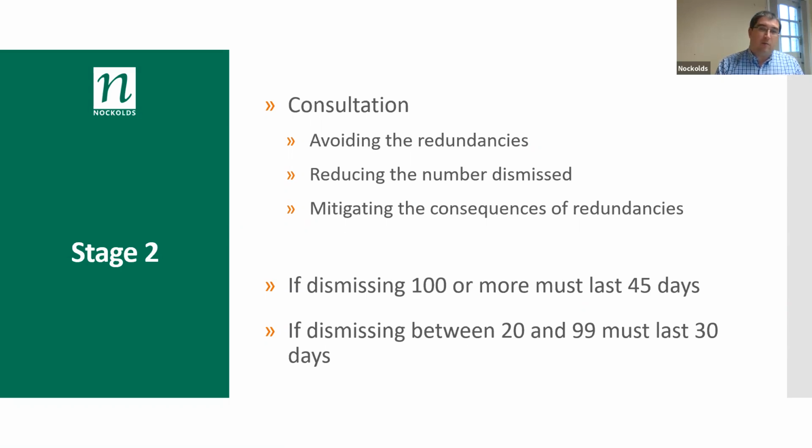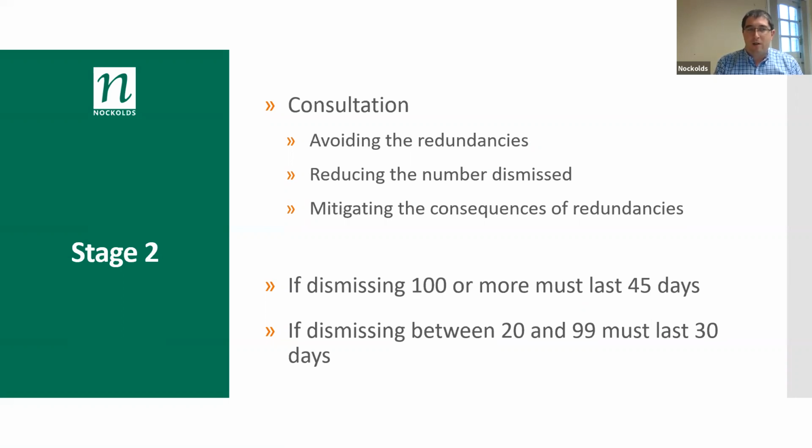And that will involve a series of meetings with the representatives then going and speaking with the employees they represent. And again, it's looking at avoiding compulsory redundancies. It's looking at ways to try and reduce the number of redundancies if possible, and then to mitigate the consequences of that. So it could be the provision of outplacement support or something similar. So the consultation can go any number of ways.